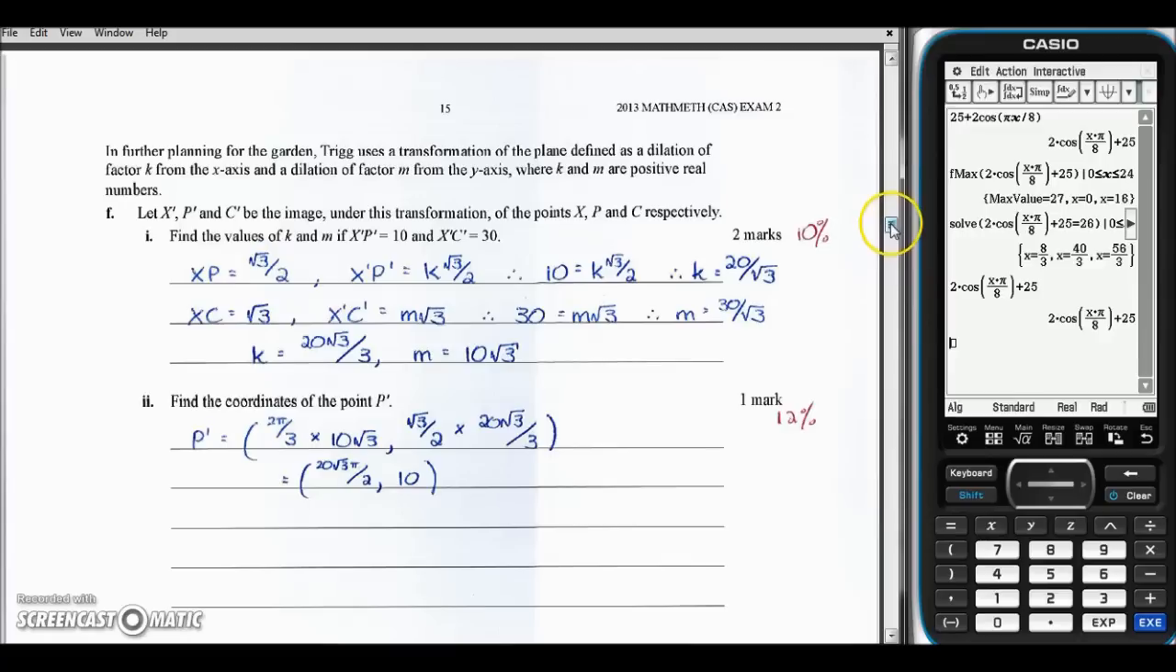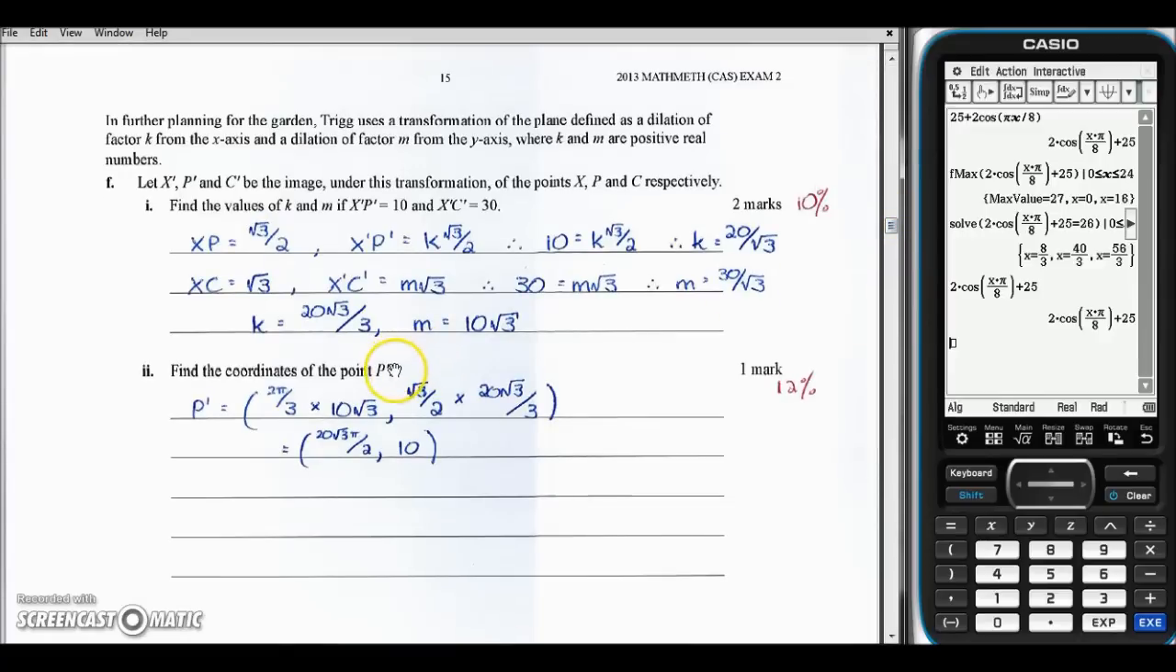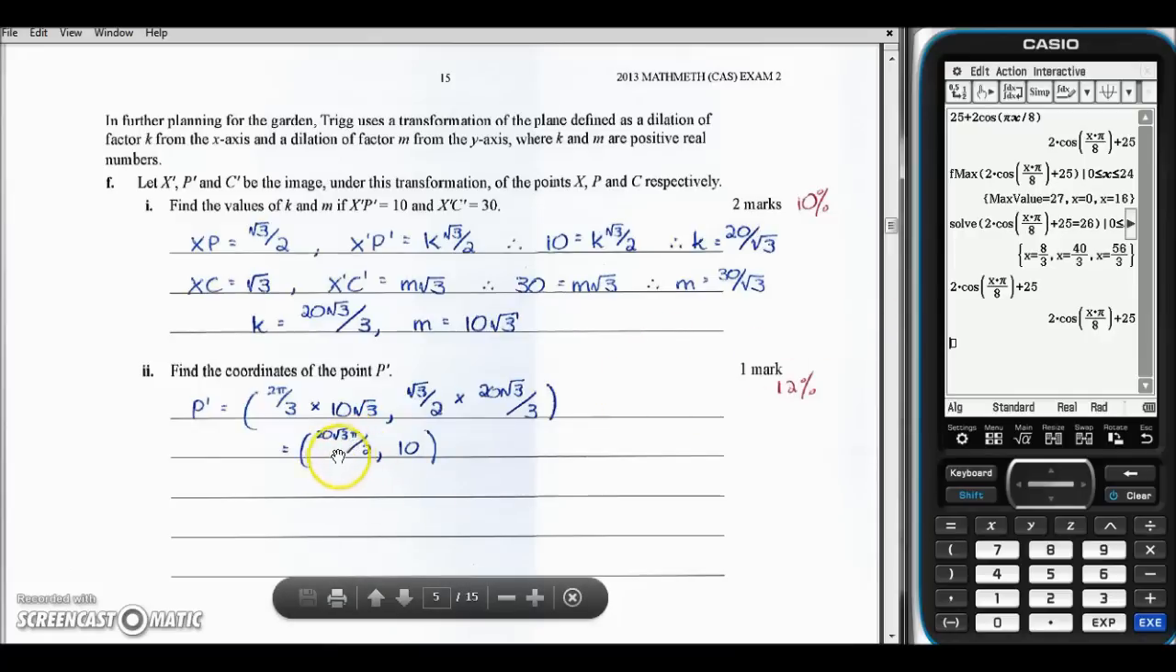Okay, so moving on, find the coordinates of the point P dash, where you just have to multiply the x coordinate by m and the y coordinate by k, which gives you 2 pi on 3 times 10 root 3 and so on, and they're pretty easy to simplify to 20 root 3 pi on 2, and that just works out to be 10. Use your calculator to help you if you need to. Remember, we need an exact value here. Okay, I think that's question 1 done.